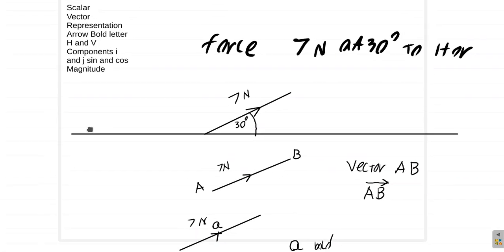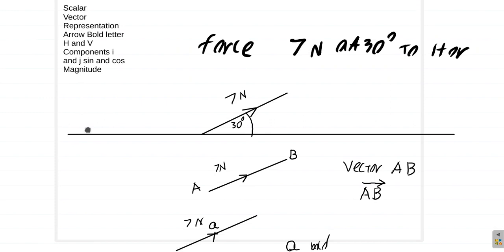Now, here, you have what they call the horizontal and the vertical components of a vector. We're going to see how that goes. Alright? The H and V components of the vector. We're going to do that in the next video.